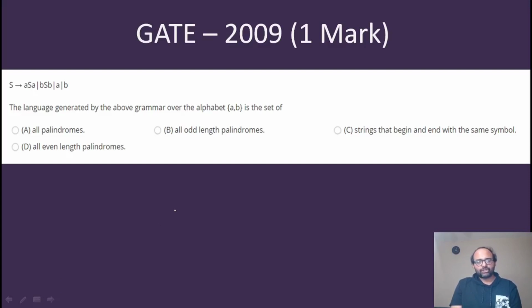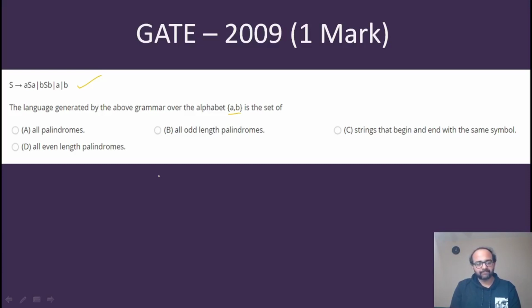Now consider this GATE question and check which is the correct option. So this is a given grammar basically, and you need to identify the language that is generated by this grammar over alphabet {a, b}. First identify the list of strings which can be generated from this grammar, and then we will be able to identify the language from the pattern that can be observed in the list of strings generated from this grammar.